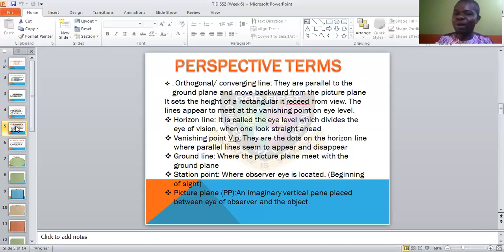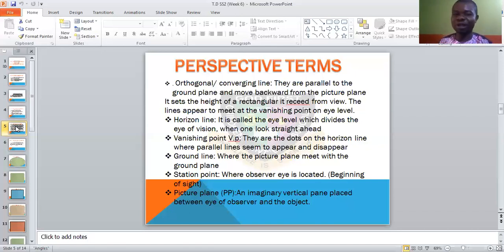Then we have the orthogonal, not orthographic now, but it sounds like orthographic. The orthogonal or the converging line. The word converge means join. They start somewhere, this one comes on its own, this one comes on its own, but they meet somewhere. They are the lines we call converging lines. The other name is orthogonal line.